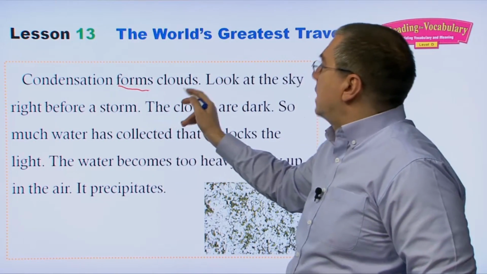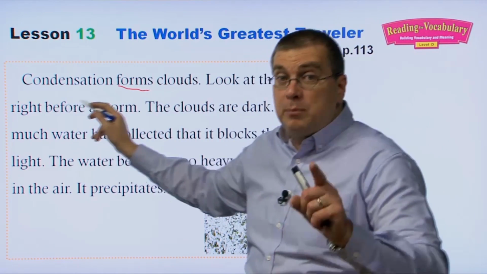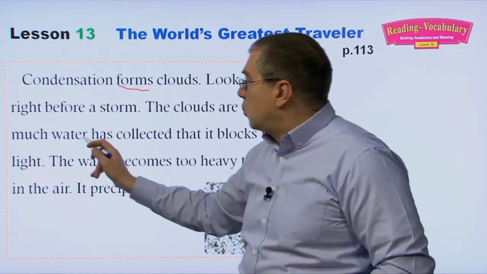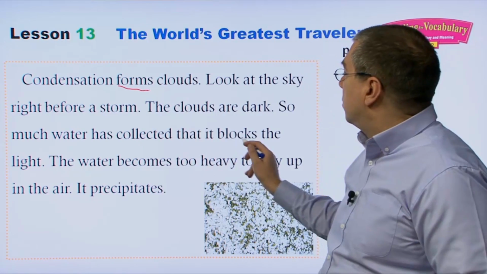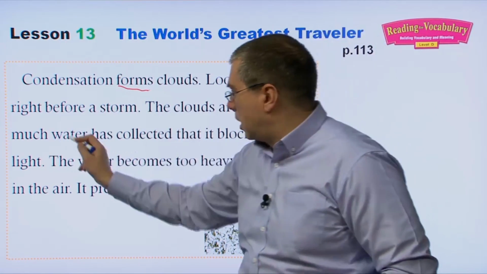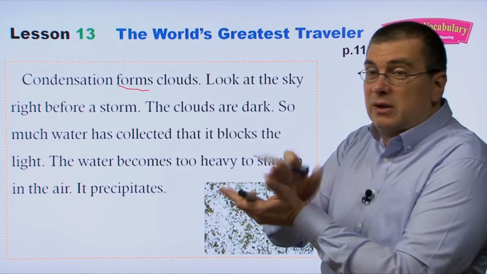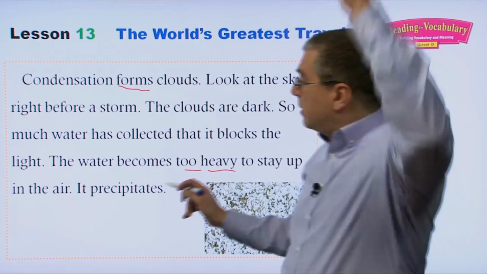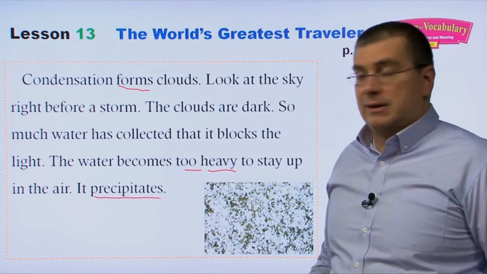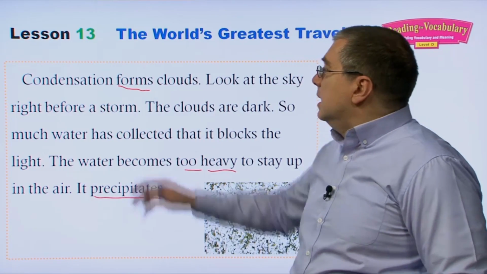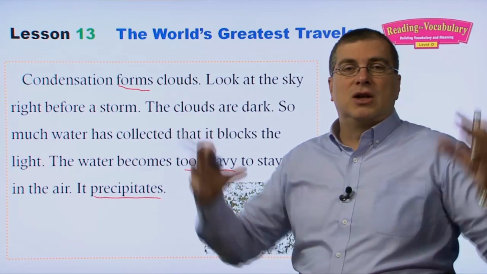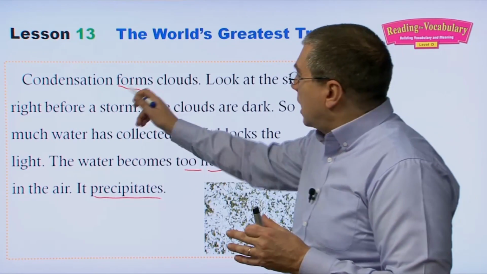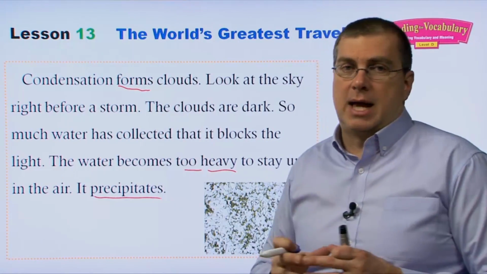Condensation forms clouds. Look at the sky right before a storm. The clouds are dark. So much water has collected that it blocks the light. That's why they're dark. The water becomes too heavy to stay up in the air. It precipitates and it falls down. So, condensation, we talked about condensation when the water droplets get together. That's how clouds are formed, right? So condensation makes clouds.